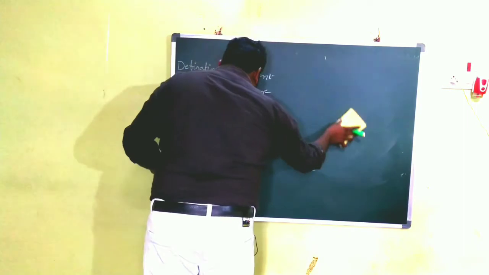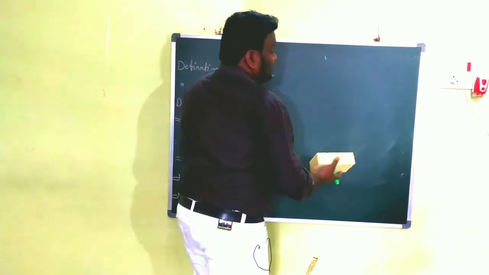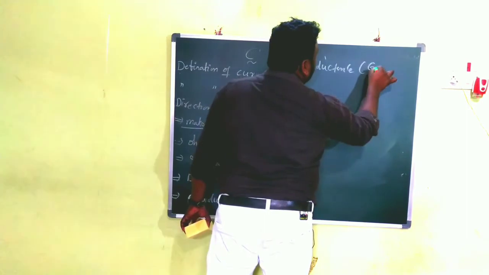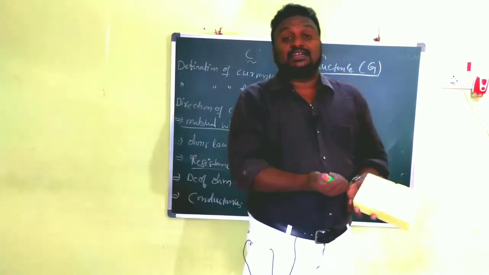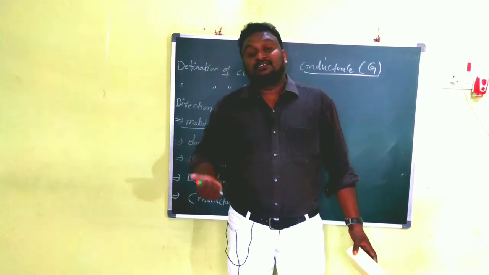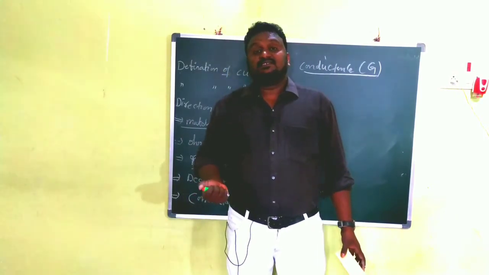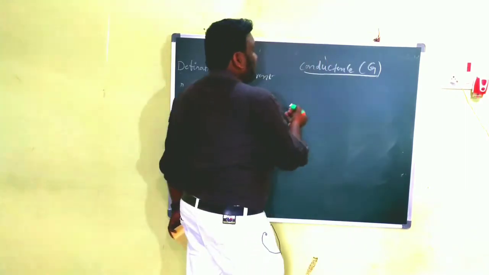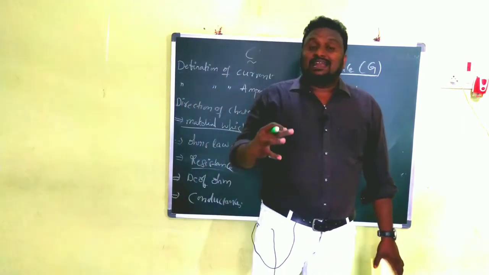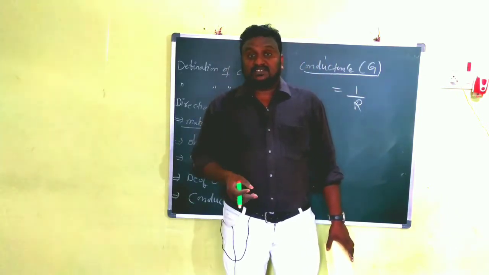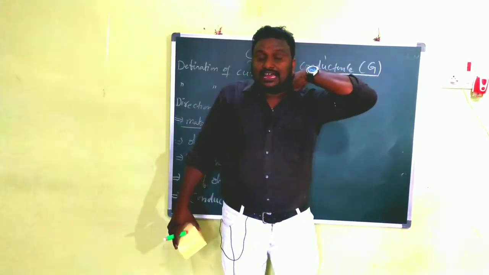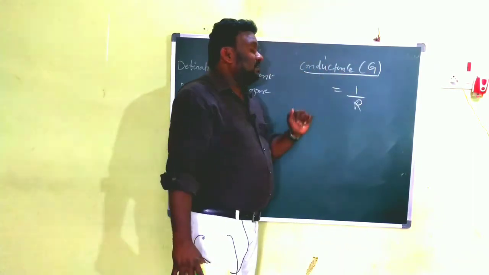Next, children, you want to know one more definition: conductance. Conductance is shown with the symbol G. What is meant by conductance? What I told you, resistance, is a property that opposes the flow of charges or flow of current. Opposite to that, conductance is nothing but 1 by R. Conductance is the reciprocal of resistance, and we identify that conductance is equal to 1 by R.